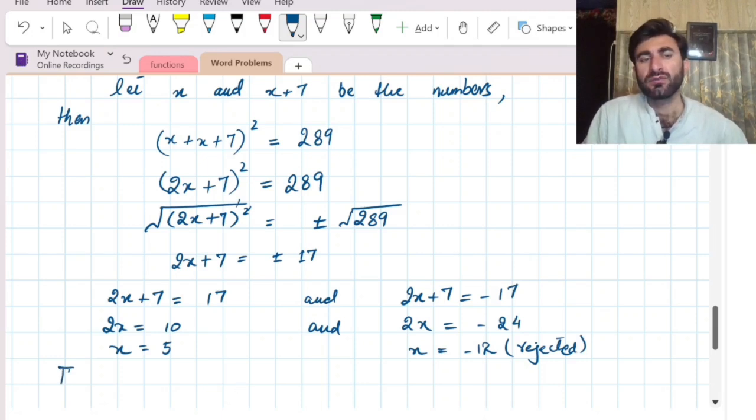Thus, if one of the numbers is x, the other was x plus 7, so it will be 12. These two are the required numbers.